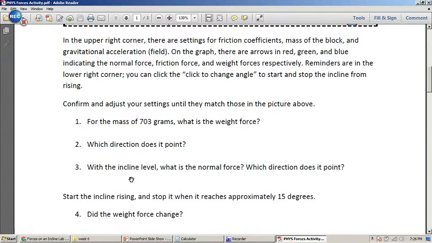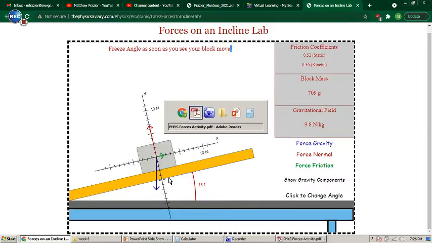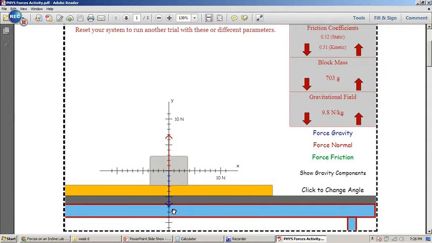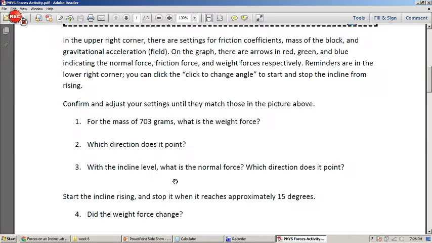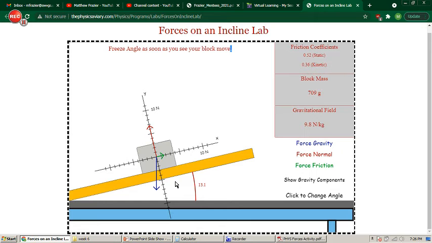And then with the incline level, that's going back to this picture up here, there's only two forces on it. If it's not moving, the system is balanced. These forces have to be the same size in opposite directions. So you would get the same force, and it would point straight up.